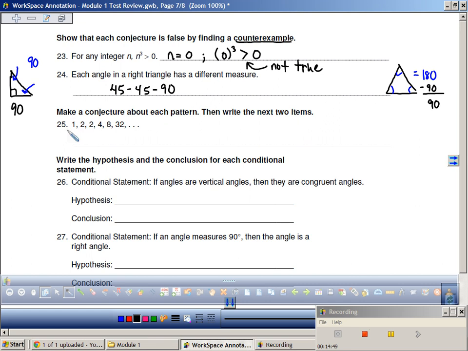What did you guys get for 25? Just explain it to me. Good. One number times the previous number, right? If you want the next number, you take the number times the previous, and that gets you the next one. Good. Did you guys do okay with these? Yeah. This is the hypothesis. This is the conclusion. Good. That's the law of detachment. Okay?